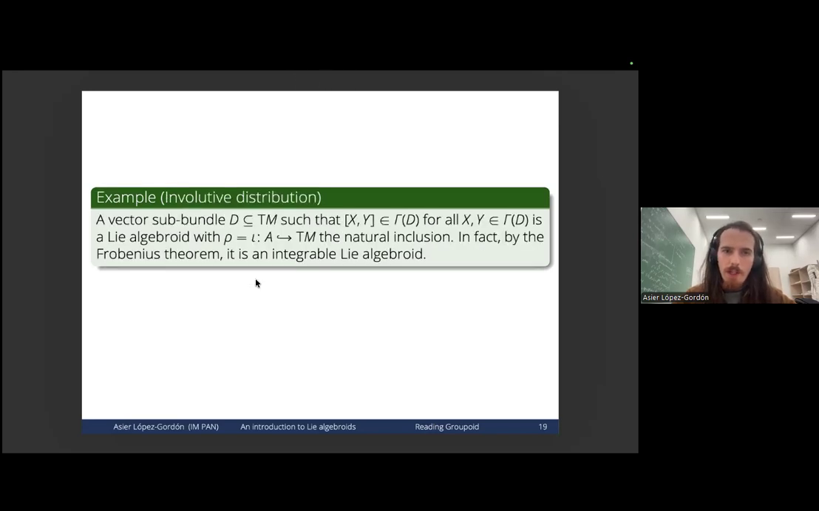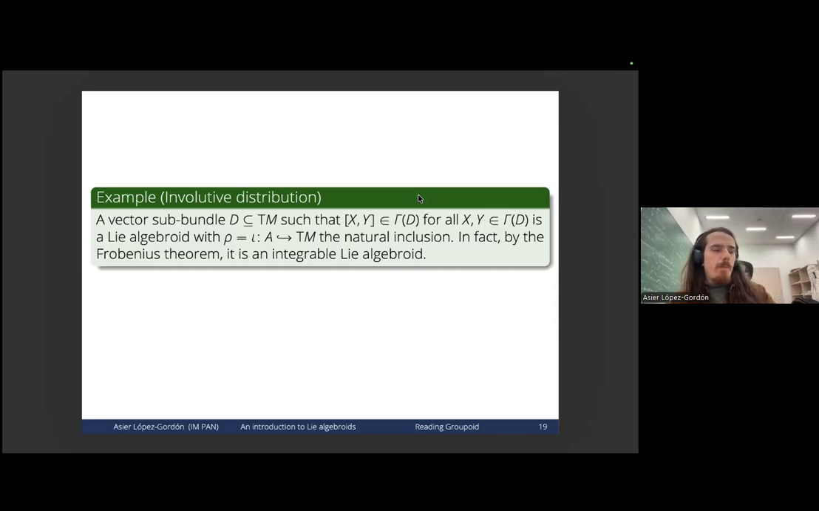A related example is any involutive distribution, that is, a subbundle of the tangent bundle which is integrable, or well, such that the bracket of sections is closed on the distribution, as we know by the Frobenius theorem. This is the same as saying that this defines a foliation whose leaves have tangent spaces precisely the distribution. So, as we can imagine, this is also an integrable Lie algebroid.